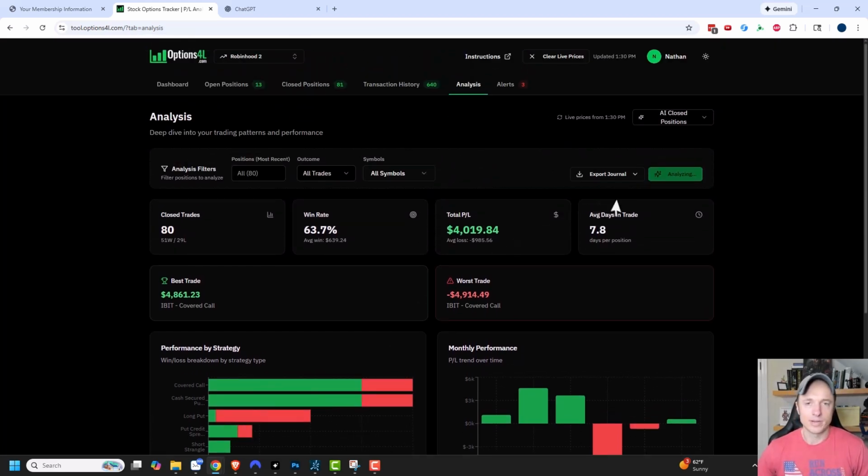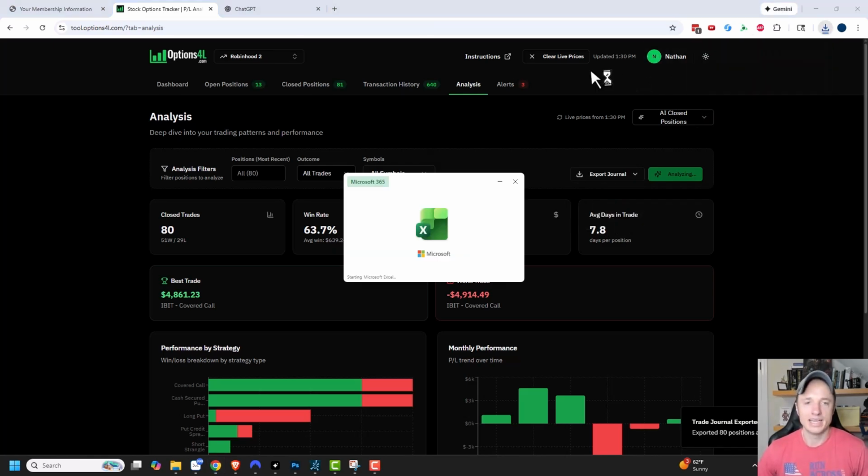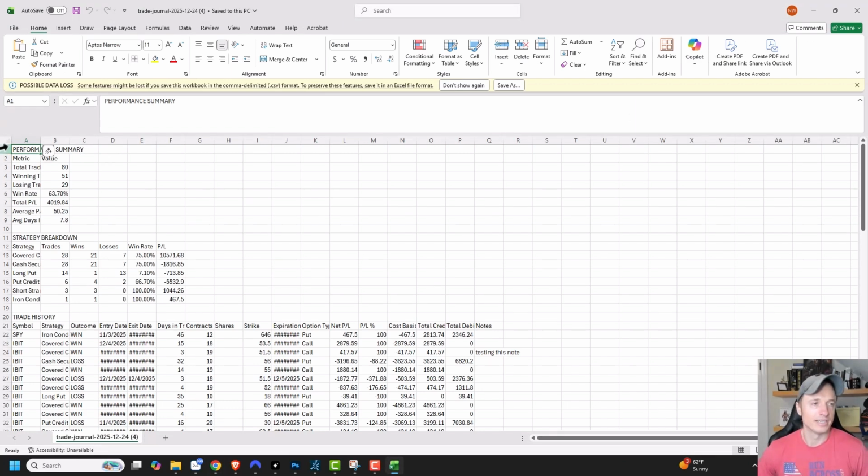Now, while that's running, I want to come back up here to export journal. So we could go ahead and export all of our closed positions as well. And there's a few different formats. We could do markdown, spreadsheet, or plain text. I'm going to go ahead and export it as a CSV real quick. And I'm going to go ahead and open it up while the AI is running its analysis on our closed trades. All right, so here we go.